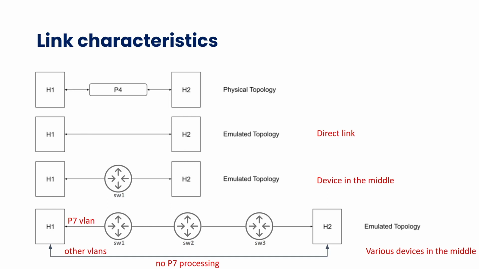It's important to mention that inside P7 we have a predefined VLAN that is the one that is going to pass through all the internal processing that is going to emulate the different link characteristics along the different links and paths inside the topology. We can have additional VLANs working at the same time with no P7 processing. So in this way, we can compare a direct link between H1 and H2, or two hosts, and the processing inside the emulated topology and the characteristics.